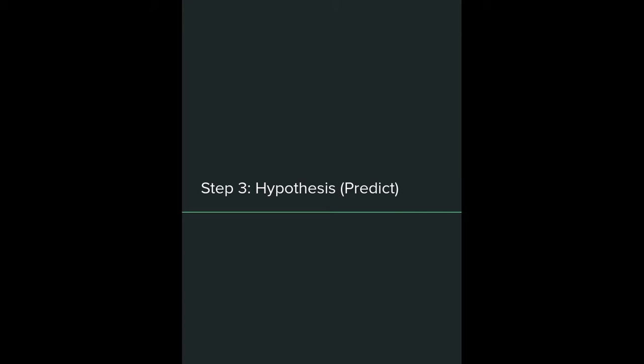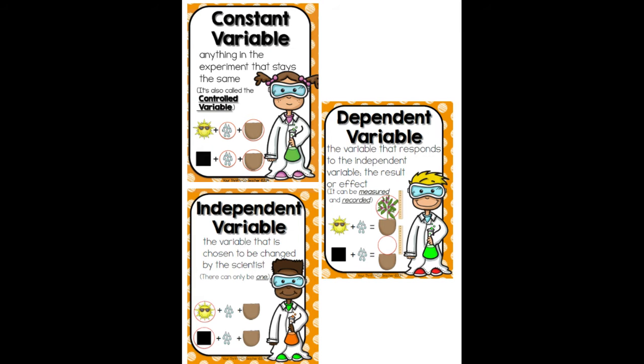So we are going to review step 3, hypothesis, in terms of variables that you need to understand in order to create your hypothesis and complete an investigation or experiment. So in an experiment, there are 3 variables. Your constant variable, which is anything in the experiment that stays the same. This is oftentimes called the controlled variable as well.